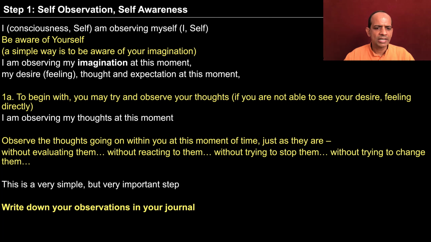So to begin with, you may try and observe your thoughts if you're not able to see your desire or feeling directly. It may be the case that you are not able to observe your feeling directly. So what you can do is start by observing your thought. Observe the thoughts going on within you at this moment of time, just as they are, without evaluating them, without reacting to them, without trying to stop them, without trying to change them. So you just have to be aware, isn't it?